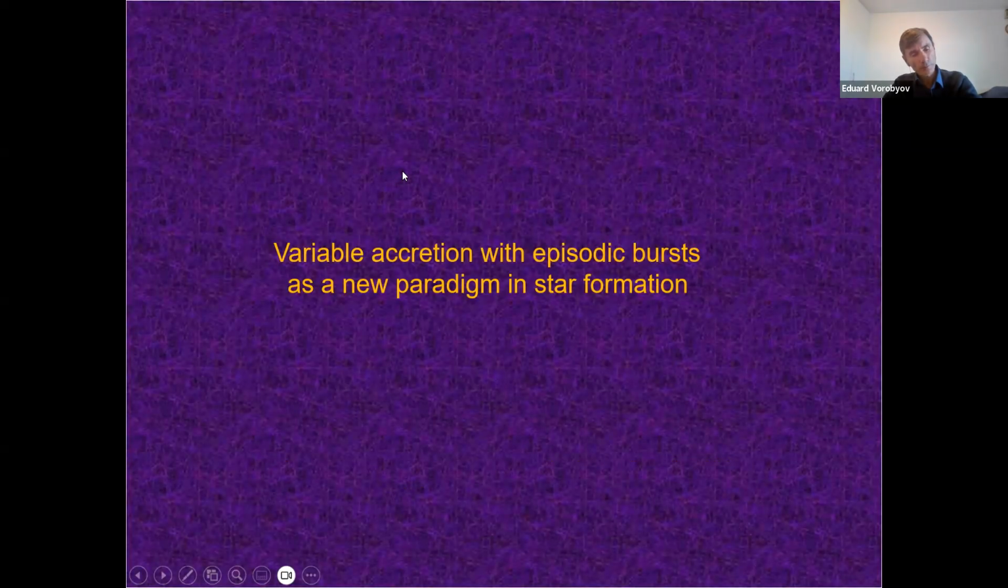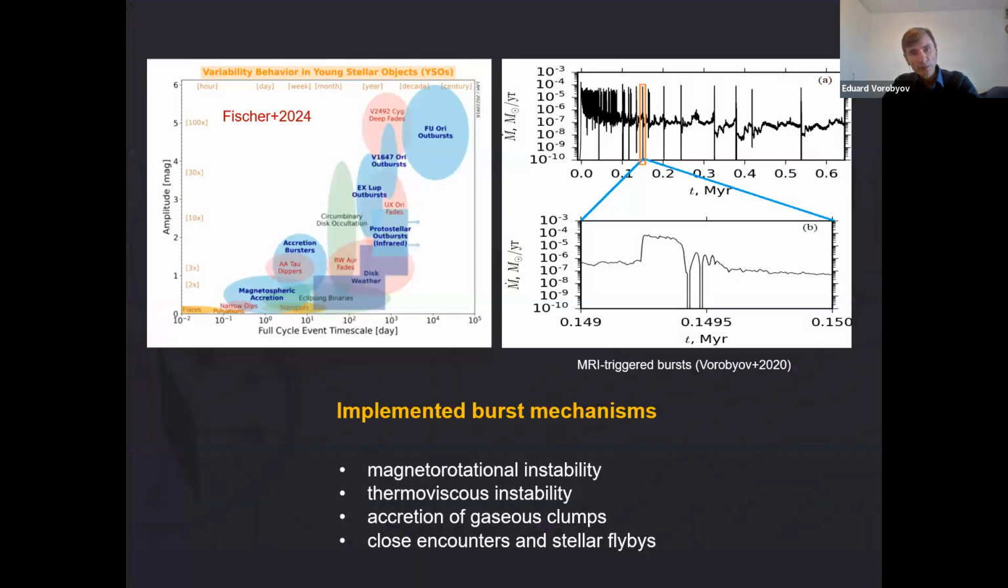Another application, we often use FEOSAD for studying effects of variable accretion. This is a slide from the PP7 review paper of Fischer. And what it shows is the amplitude of the bursts and the duration of the burst. We know that variability is an intrinsic property of stars, and different stars show different patterns of variability, but we are mostly interested in this FEOR-like outbursts, very energetic and long outbursts.